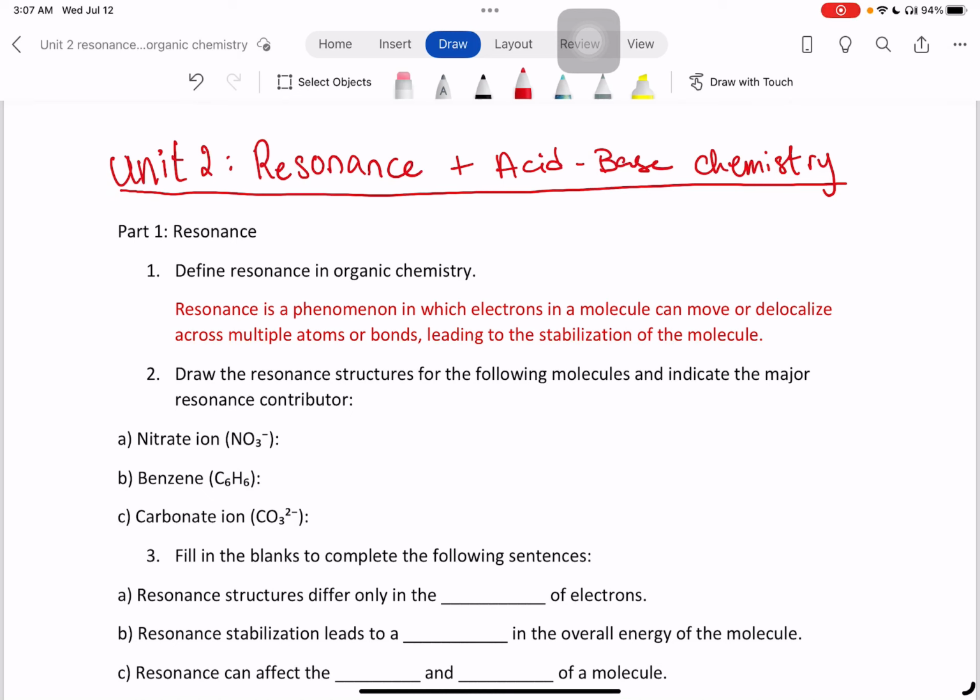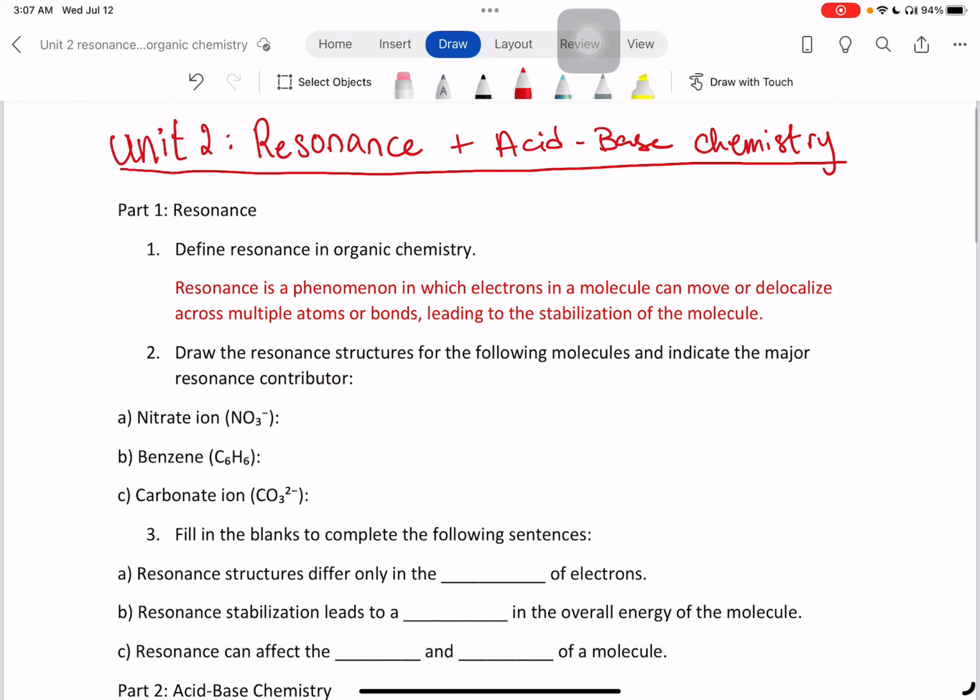Okay, so hello everyone. Today we're talking about unit 2 of organic chemistry, which is resonance and acid-base chemistry. First, let's define resonance in organic chemistry. Resonance is a phenomenon in which electrons in a molecule can move or delocalize. We're talking about the same molecule in which the electrons can move or delocalize across multiple atoms or bonds, leading to stabilization of the molecule.